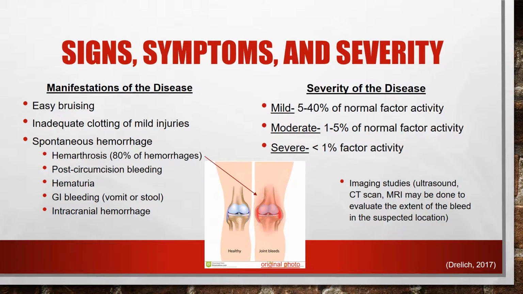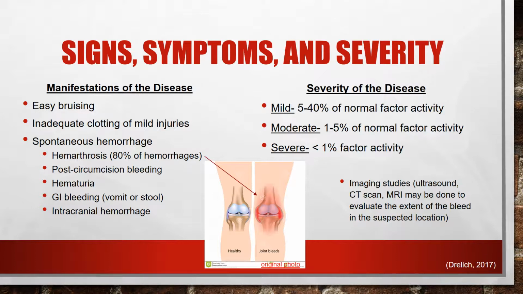So signs, symptoms, and severity. Because hemophilia is a clotting factor deficiency, we are going to see a lot of bleeding happening as far as the signs and symptoms. So you're going to see some easy bruising in these patients, inadequate clotting of mild injuries. So they might have delayed clotting after a trauma, continuous oozing for days and weeks, things like that. Spontaneous hemorrhage is also common. And one of the most common sites of spontaneous hemorrhage is a joint, which is called hemarthrosis.